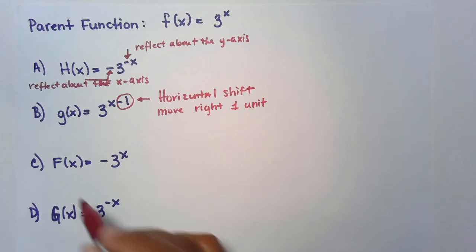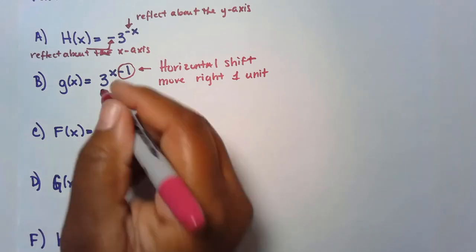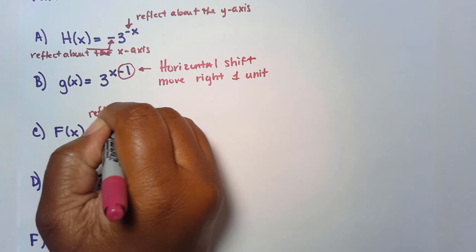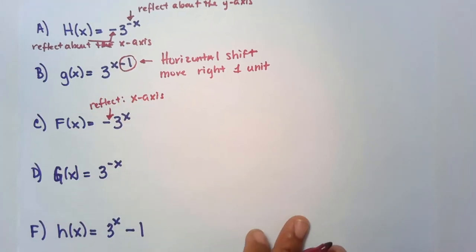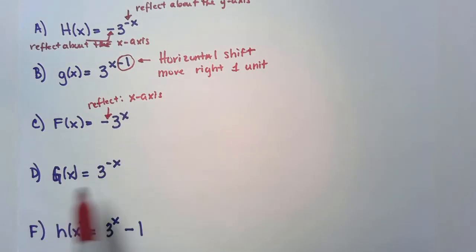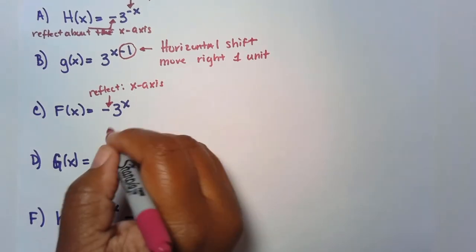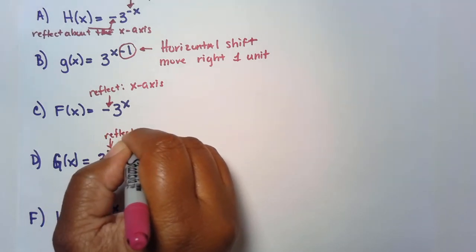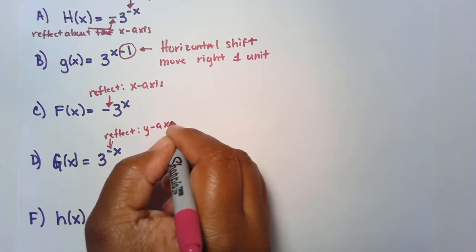C and D, we've already talked about that. There's really no need for us to do a whole bunch. Remember, when it's in front, this is going to reflect about the x-axis. So C is f of x is equal to negative times 3 to the x. D, we have g of x is equal to 3 raised to the negative x power. So this is going to reflect, because the negative is with the variable x as the exponent, about the y-axis.